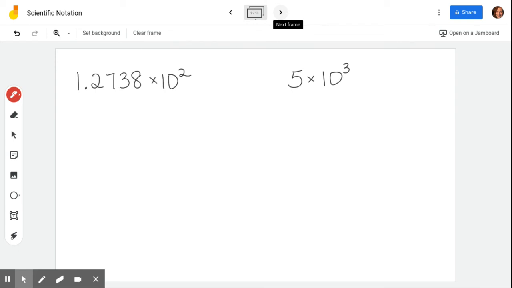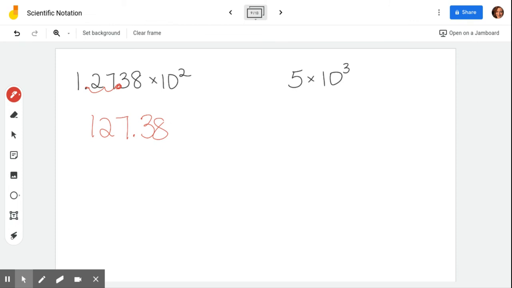1.2738 times 10 to the second. Now, this is kind of a weirdo one because you won't always end up going past where your numbers end. You won't always have to add on zeros. This time, I don't even get to where the numbers end. Positive 2 for my exponent means pick it up and go 2 to the right. So 1, 2, lock it in, rewrite it. My new number is 127.38.